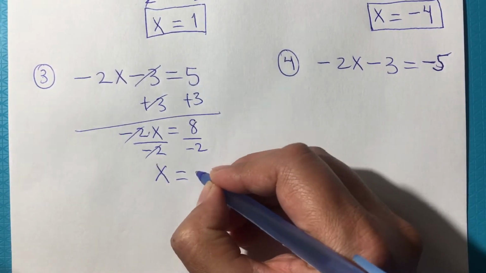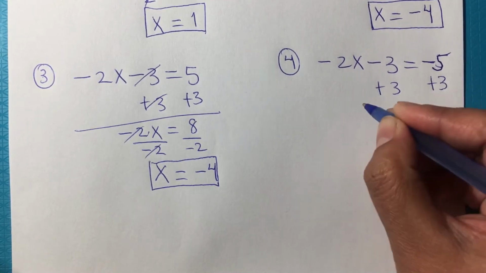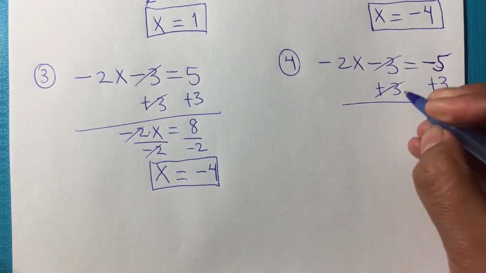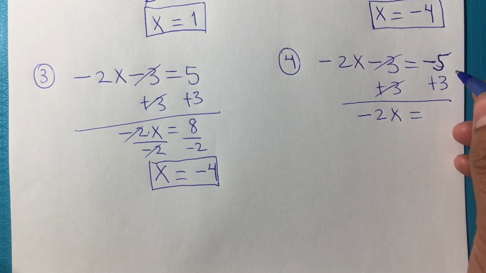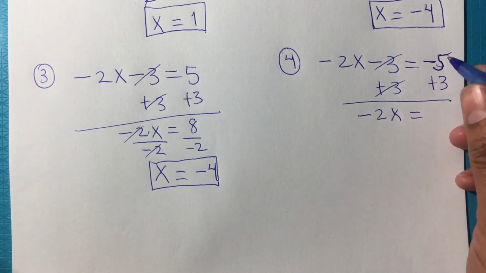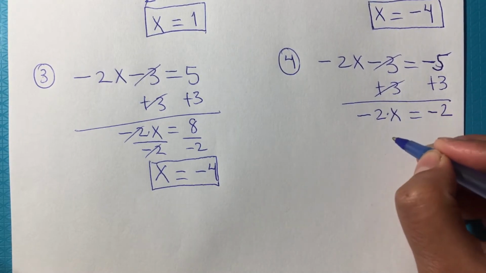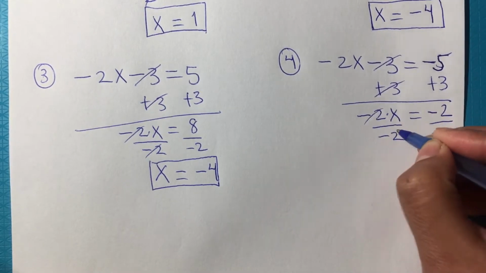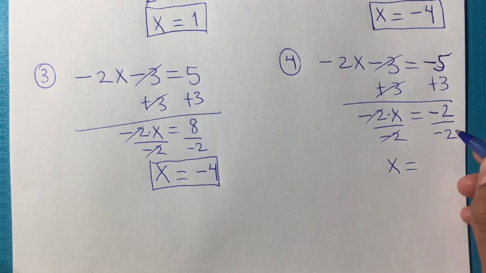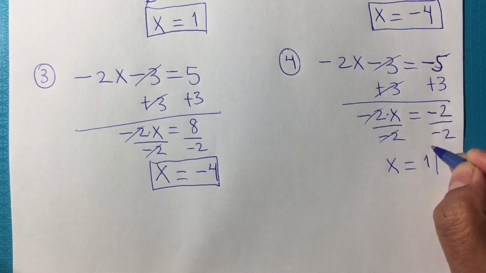Remember that in division we divide by the same sign. And x equals -4. In here we add 3 to both sides. We get -2x equals -5 and +3. We subtract and leave the greater sign, so it's going to be -2. If we're multiplying, the opposite is to divide by -2. And so x equals negative divided by negative is positive. 2 divided by 2 is 1.